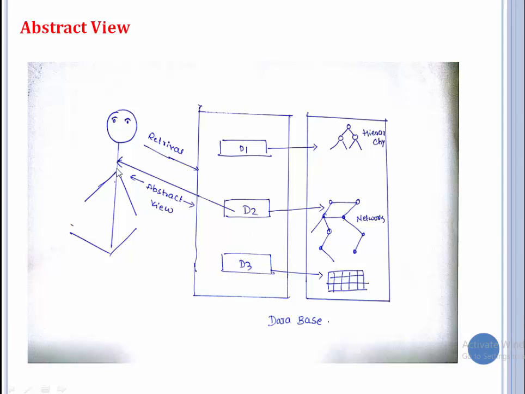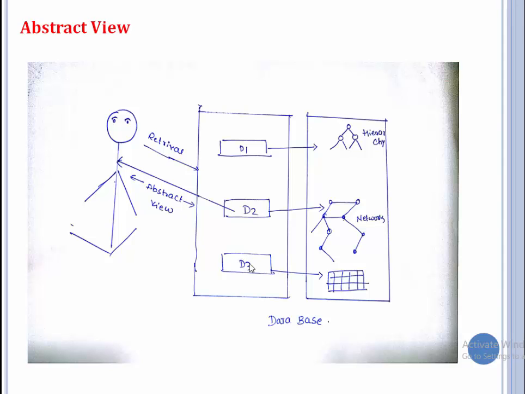But when a user wants to access the data stored in the database, the system hides the entire details, like how the data is stored or which data structure is used for storing this data. This is called an abstract view. That means he can only view this data, but he does not have the authority to see which data structure is used to store it. Got the point of what an abstract view is?